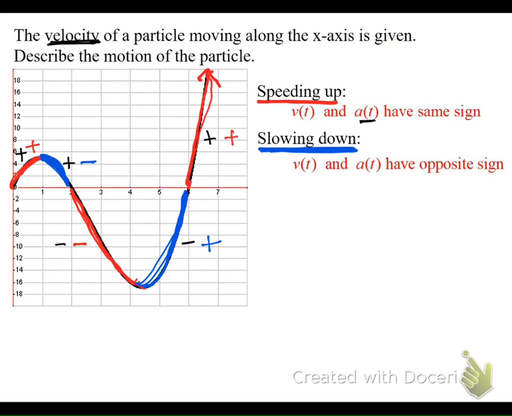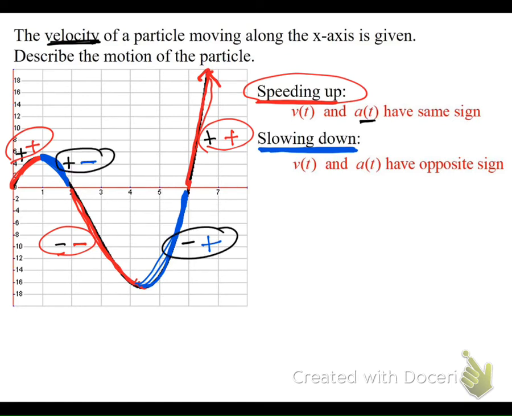Well, now let's look at all the signs. We said that everything in red represents speeding up. Well, notice in all of the red regions, signs are the same. Blue represents slowing down, and that's where all the signs are the opposite, okay? Slowing down, signs are opposite.